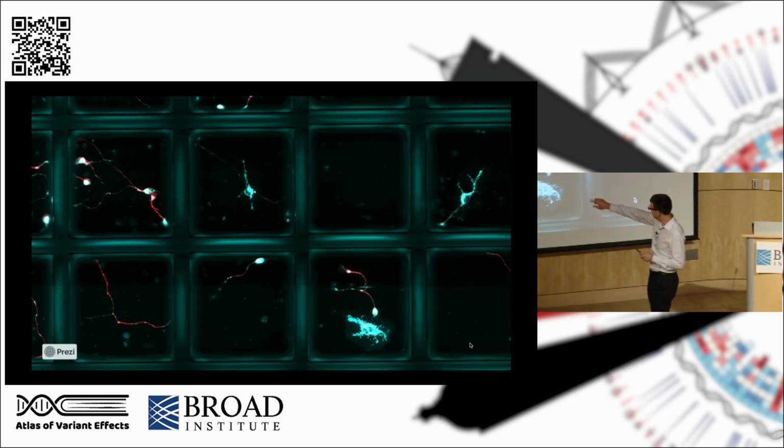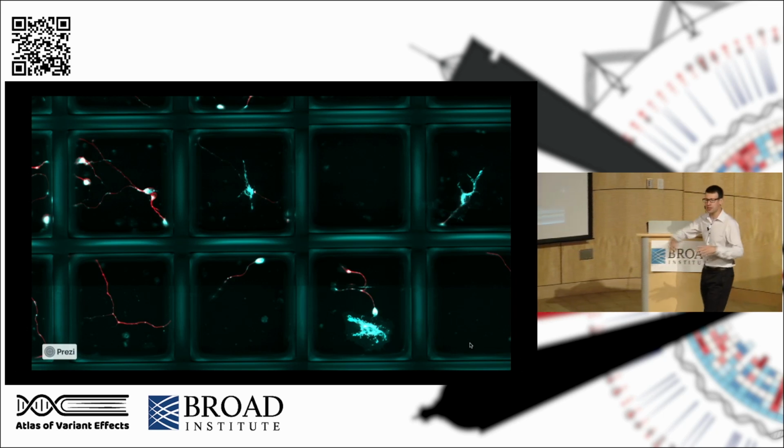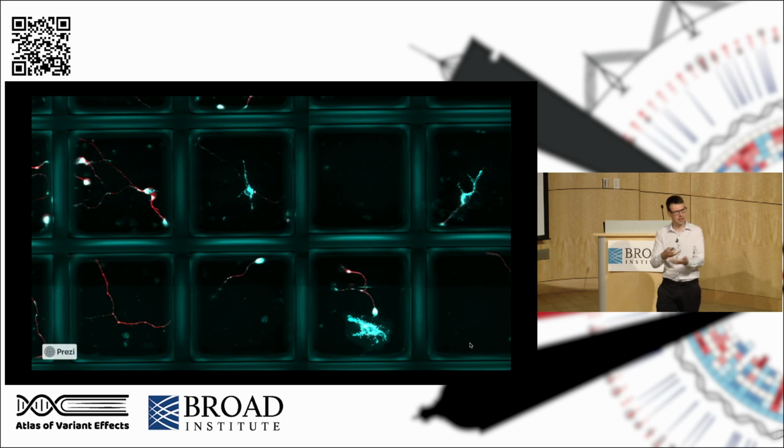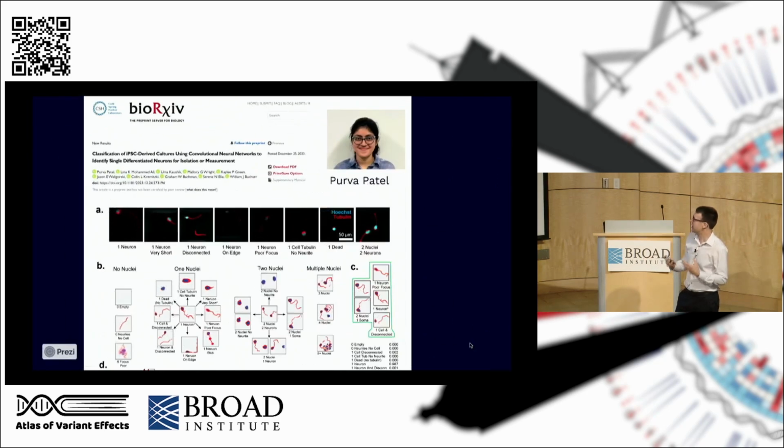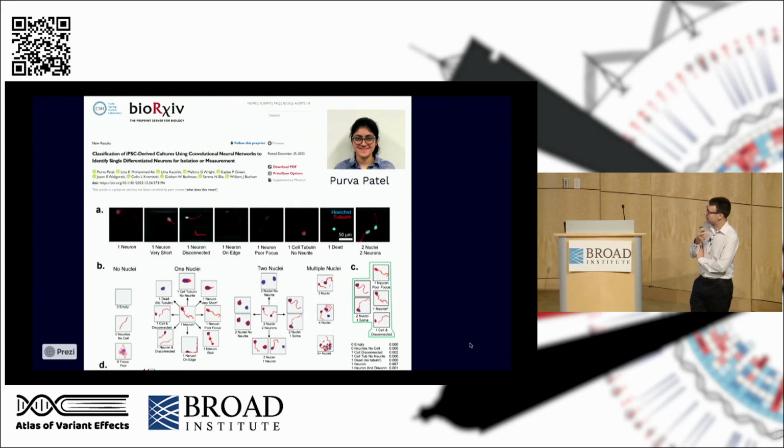In this case, you can see the little puncta of their mitochondria. You can see their axons. But across, it's like a 6-well plate that's subdivided into all these rafts. You can imagine there's just tons of heterogeneity. So Purva and the lab solved that problem by coming up with a classifier.